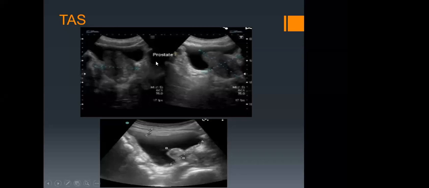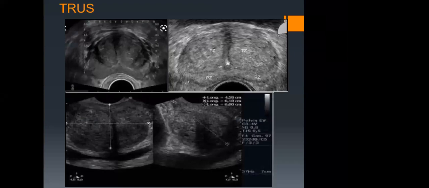So this is our normal appearance in BPH. We have smooth walls, but you can see the gland is indeed enlarged. But we cannot tell much from this transabdominal view. But when we go transrectal, you can see here we are able to delineate the zones. And this is the transitional zone. It is enlarged, just like here.